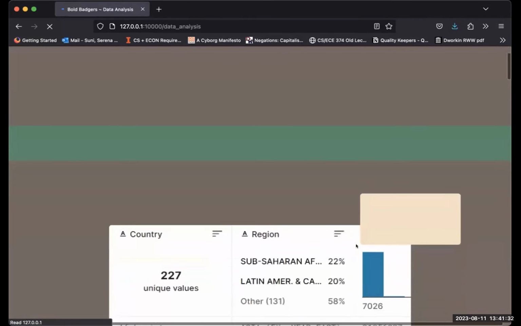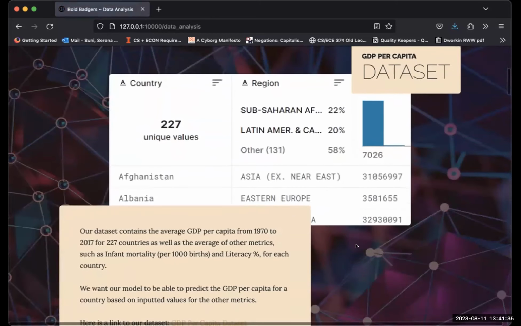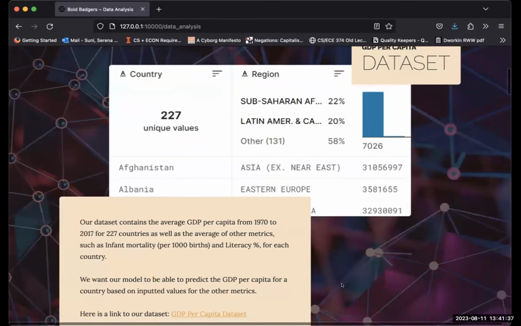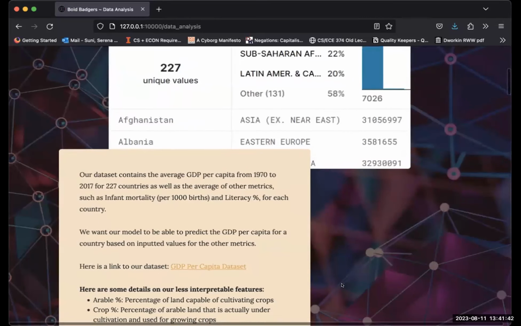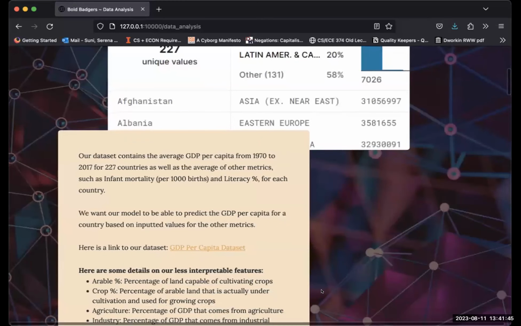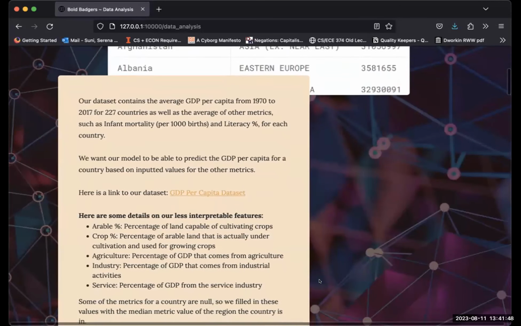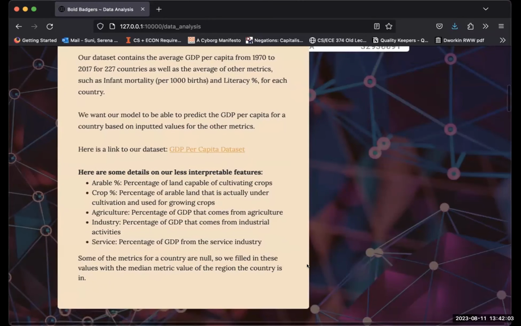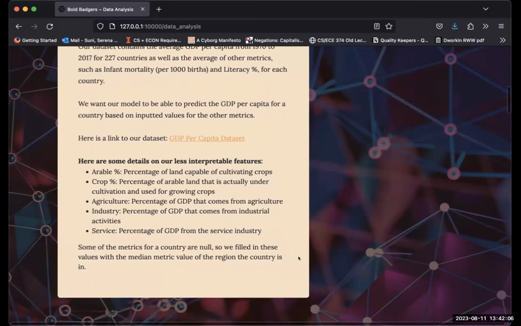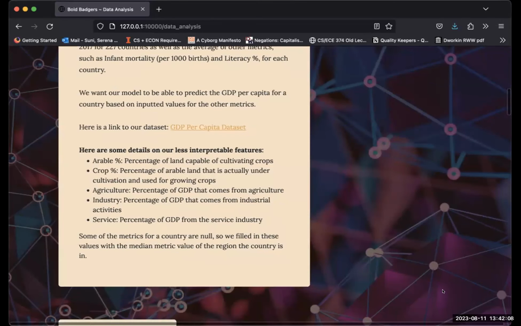And we use a data set which includes averaged values for aspects like net migration, GDP per capita, death rate, birth rate for every country from 1970 to 2017. Our data set also includes aspects like arable percent, crop percent, agriculture, industry, and service. Some of the metrics for countries are null, so we fill these values with the median metric value of the region the country is in.